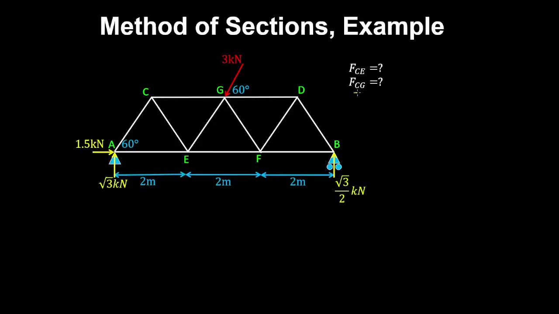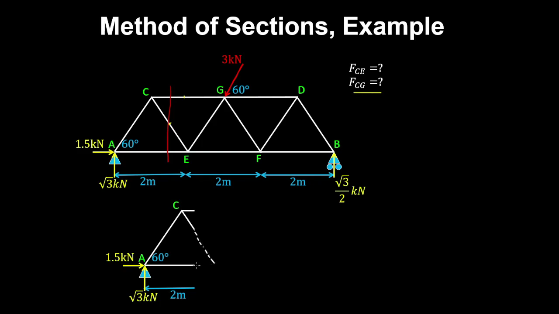We're asked to find the forces in members CE and CG, so that's where we'll take our section through the truss. So I'm going to cut this part of the truss out and take a free body of it and draw in the remaining geometry to get a better visual. So this was node E, and over here we'll just call this the node CG.